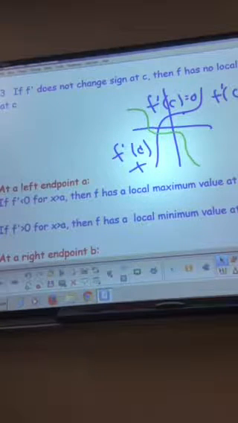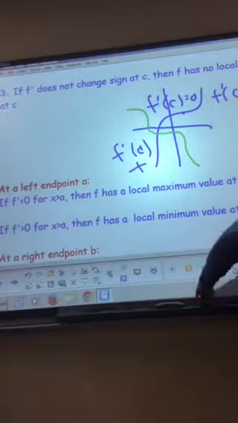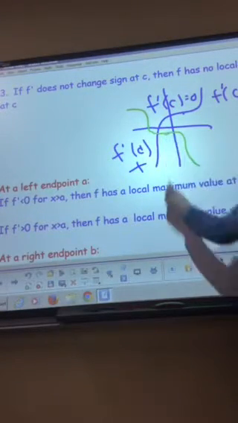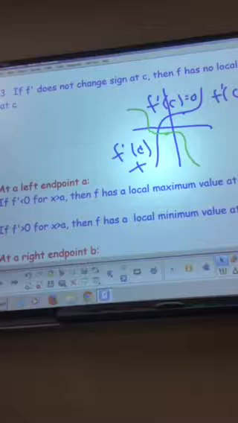So at that point, the derivative is still 0, right? Yes. Because we have that horizontal tangent. Okay.